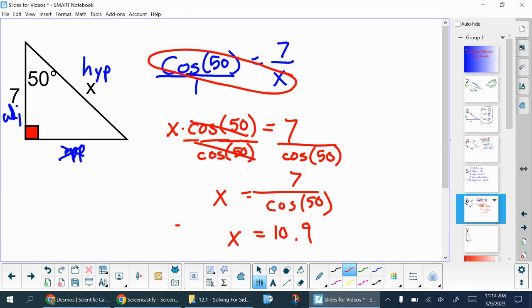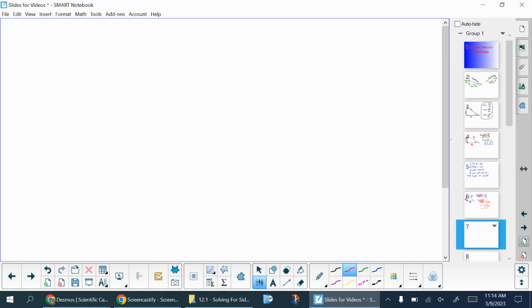And you can see that definitely makes sense. Our hypotenuse, 10.9, is longer than our adjacent side. It would be a big problem if that wasn't the case. I do want to go ahead and just show you what would happen here if we didn't wait until the end. So this is a don't do this.